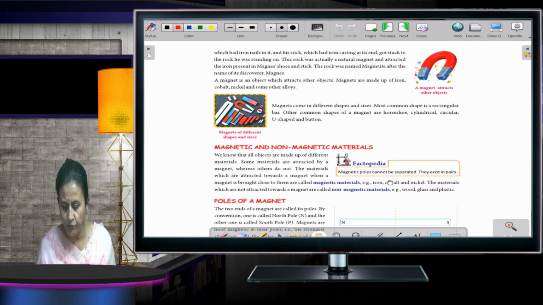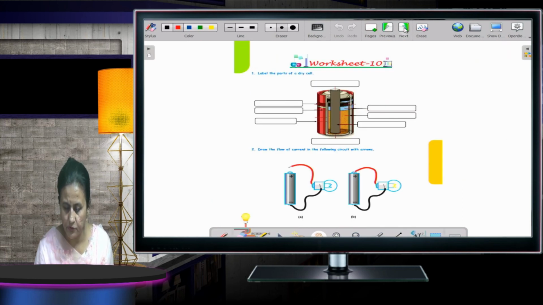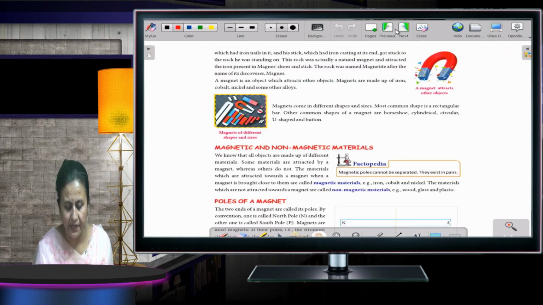See, if I talk about a magnet, what is the property of a magnet? A magnet attracts all the metals towards itself, but it does not attract a non-metal towards itself. If I take some iron filings and bring a magnet close to it, what will happen? All the iron filings will cling to it, but if I bring a plastic near to it, the plastic won't be attracted. So, only the metals will be attracted towards the magnet.